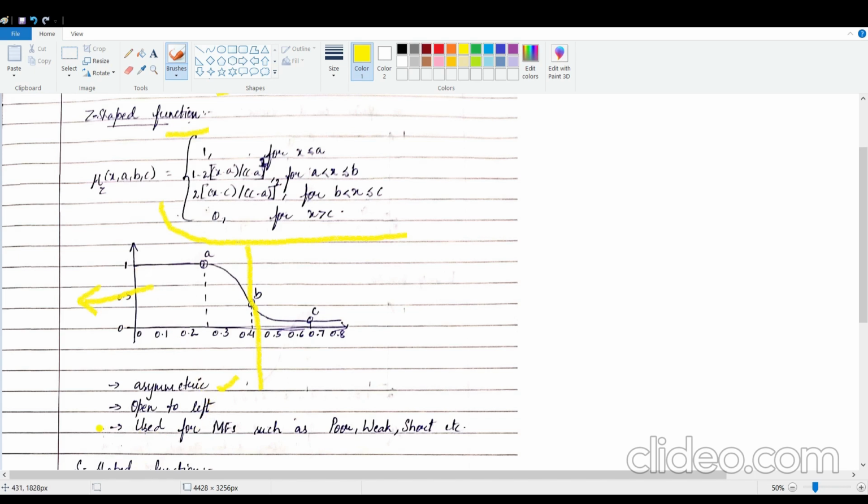And then this membership function is usually used to associate with words like poor, weak or short. Now poor, weak, short, they all define some very low values. So why do we use this membership function to define some low values? If you try understanding how this particular graph is working, you'll understand why we're using this for such low values.